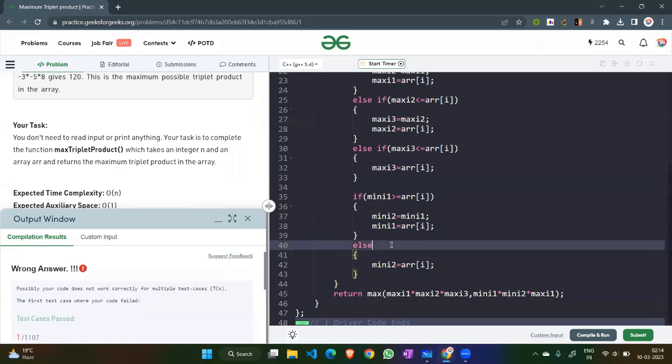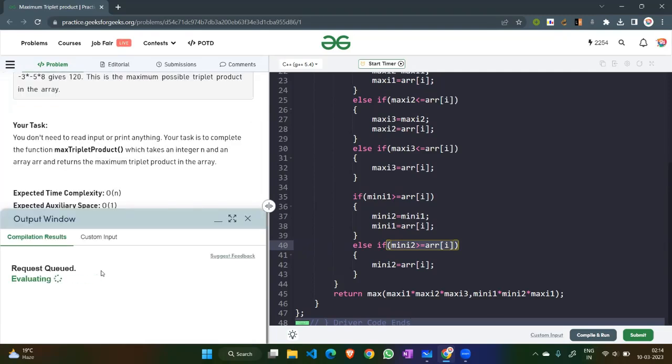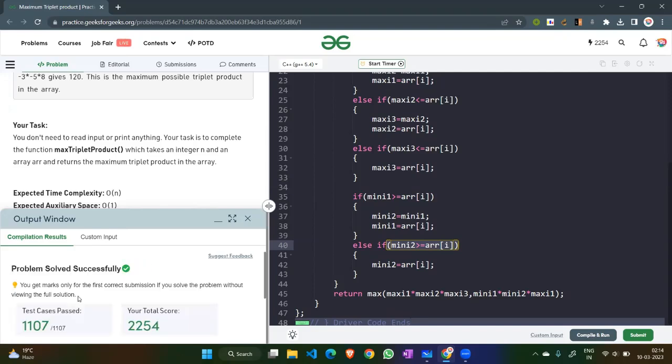Here I got a wrong answer, as I said, it will take other numbers, so minimum 2 should be greater than or equal to the array element. This condition should be added, otherwise it will take any number. So let's compile and run again. Yes, it is working fine. Let's submit the code. Yes, it is properly working fine.